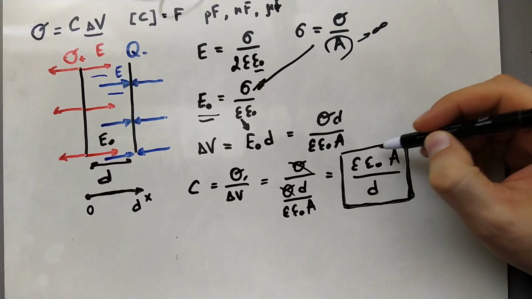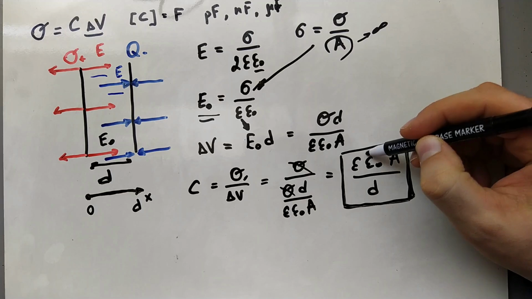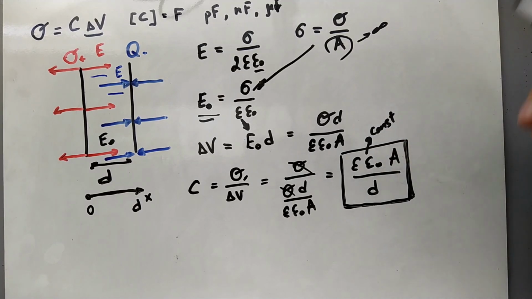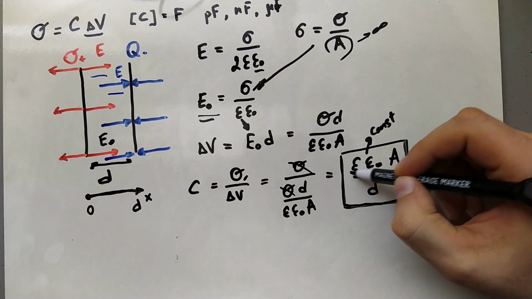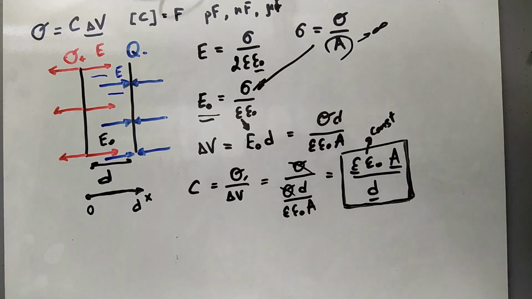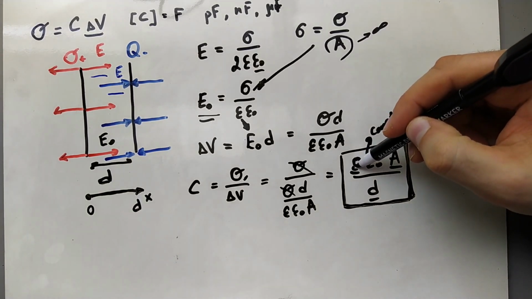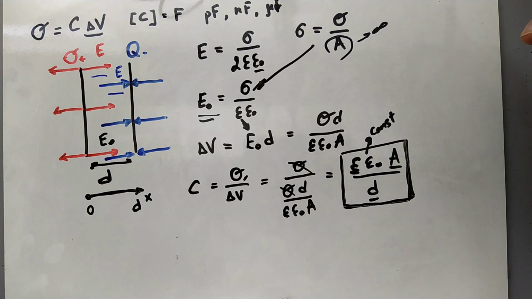Which parameters really define capacitance? This is a constant, epsilon naught. So we have three parameters: epsilon, area, and distance between the two plates. The larger the electric constant, the larger the capacitance will be. It means if we have free space or air between the two plates and we fill it with some dielectric material which possesses a larger dielectric constant, then capacitance will increase.